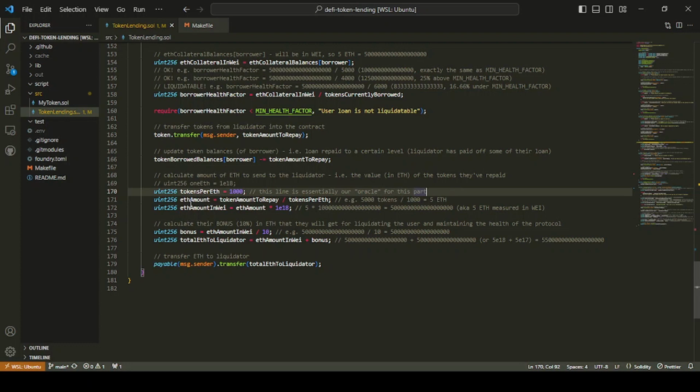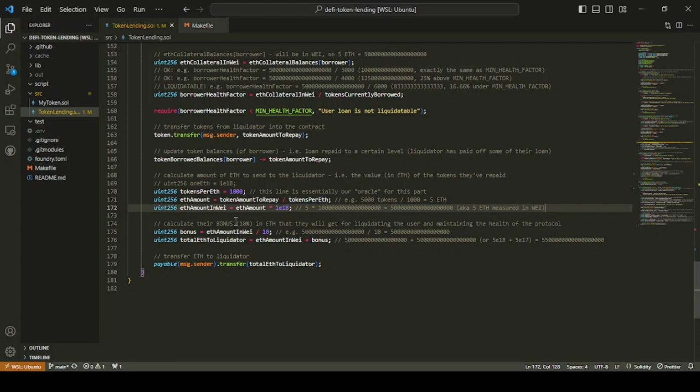Okay, so to get the ETH amount, you take the token amount to repay. So say they're repaying a token amount of 5,000. We divide by tokens per ETH, so 5,000 divided by 1,000 equals 5 ETH. That's how much the liquidator is going to get, but we need to convert it to Wei, because when we're transferring it back out, it needs to be in Wei. So the Wei ETH amount: 5 ETH, add 18 zeros onto it, so 5 multiplied by 1 with 18 zeros is 5 with 18 zeros, 5 ETH measured in Wei.